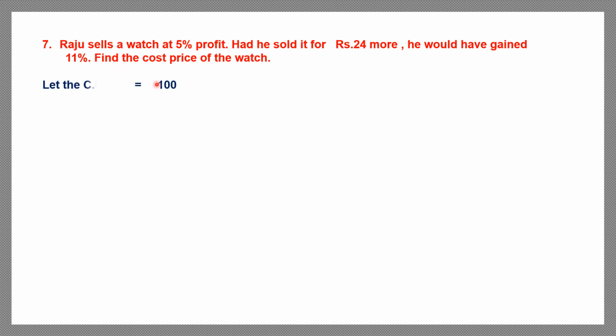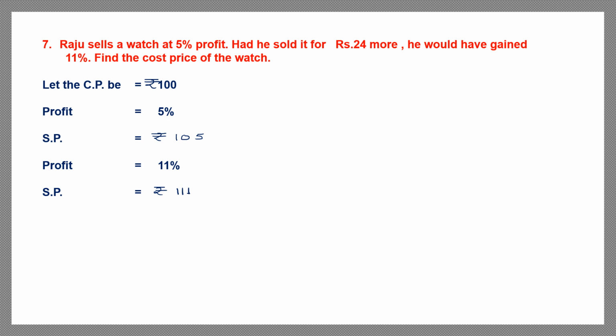So let's consider the cost price to be 100 rupees. And the profit percent is 5%. That means in this case the selling price will be 100 plus 5, that is 105 rupees, because it is a 5% profit. Now here they are saying if he had sold it for 24 rupees more, he would have gained 11%. So let's use this profit percent. When the profit percent is 11, the selling price will be cost price plus profit, that is 100 plus 11, that will be 111 rupees.